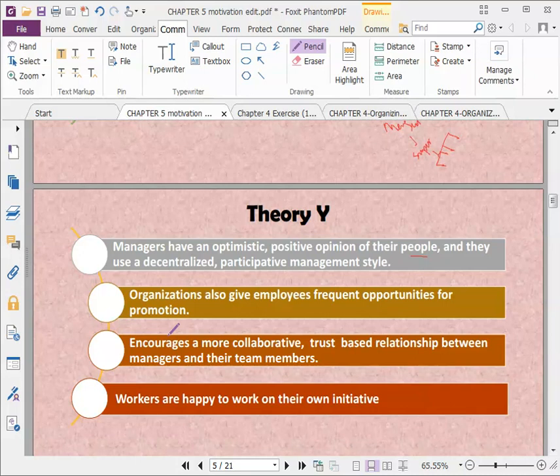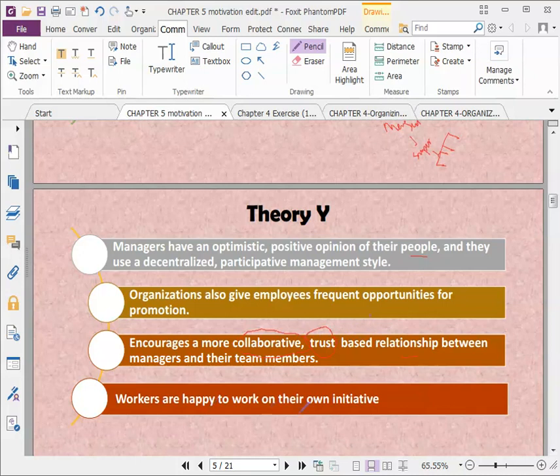So next, what is theory Y about? It encourages a more collaborative, trust-based relationship between managers and their team members. More collaborative means that the manager and the employees cooperate together to do the work in a team, so that the managers will trust the employees. Managers feel that an employee will do the work better. If they work together, the manager trusts that the result of the work is efficient.